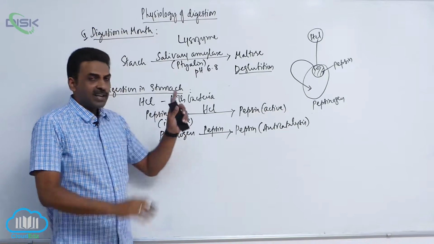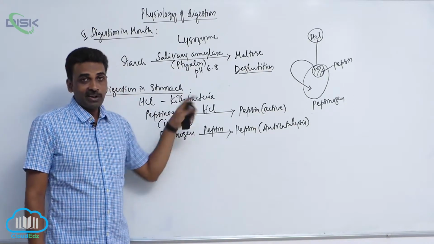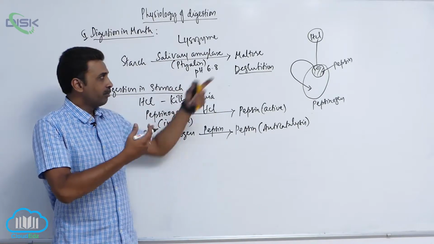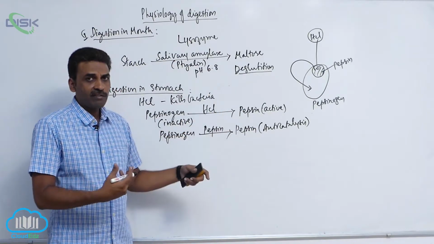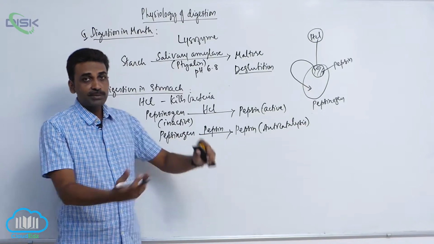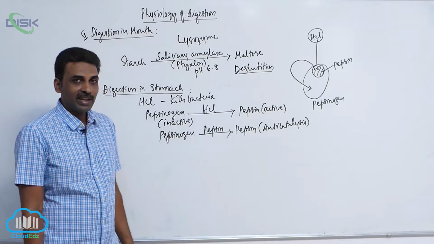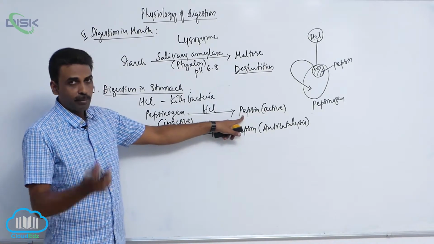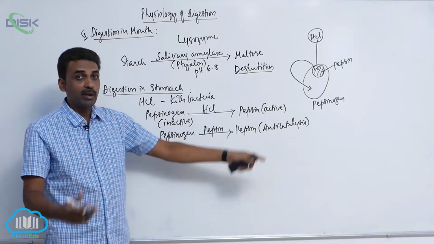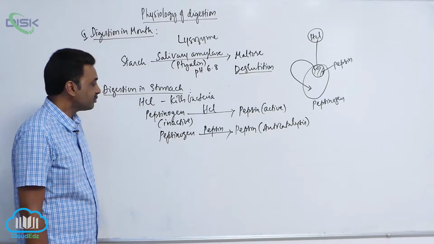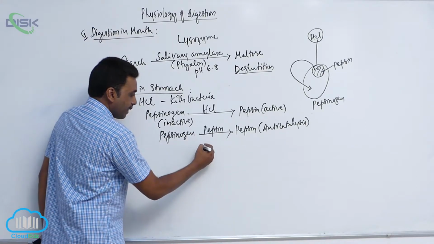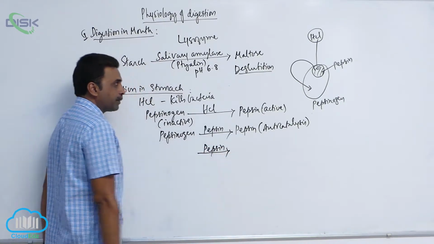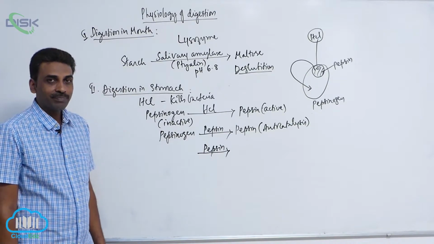So you can see HCl killing bacteria, HCl activating pepsinogen to pepsin, and the pepsin initially formed will help the remaining pepsinogen to become pepsin. That act is called autocatalysis. So pepsin is formed by the activity of HCl as well as by autocatalysis. Now, the pepsin formed is a proteolytic enzyme.